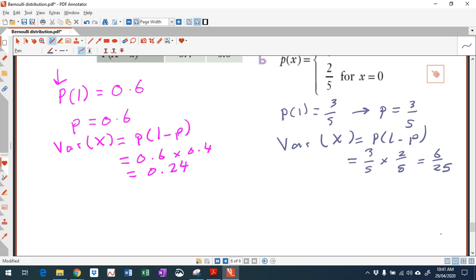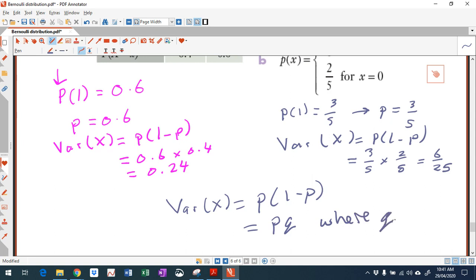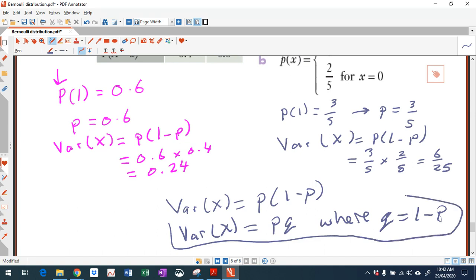Now, just one thing to note. We know that var x is p outside of 1 minus p, but we could also write this as pq, where q is just 1 minus p. So that's another way we could represent var x a little bit neater.